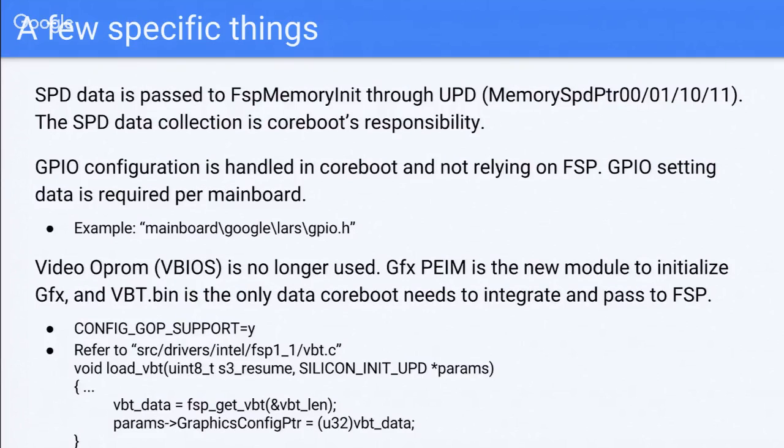There's one config, GOP support. You have to set that one to yes. There's no option. You have to set it to yes to be able to use the graphics PEI module, because we dropped VBIOS support. And the function code resides in vbt.c in the FSP 1.1 driver. You can look at it.